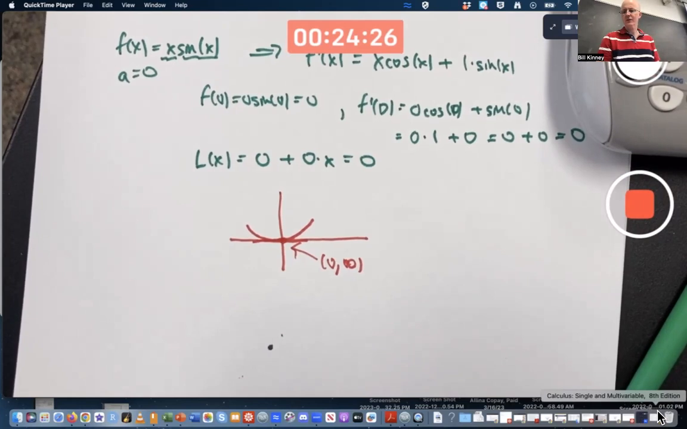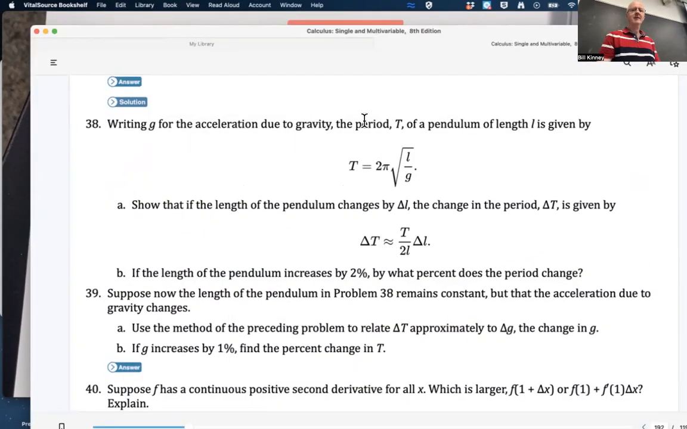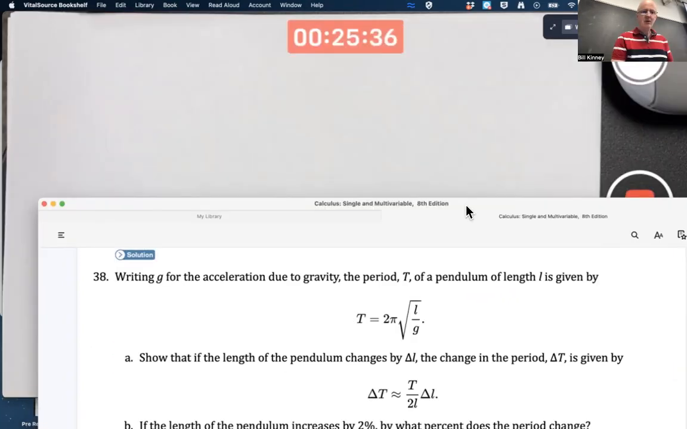You did have a problem or two that was harder. Okay, 38 is definitely a harder problem, though I think I had an example in the video. Writing little g for the acceleration due to gravity and period T of a pendulum of length L, we've got this equation. Now, keep in mind, you've always thought of little g as a constant, 9.8 meters per second squared, acceleration due to gravity. Technically speaking, if you want to be extra picky about it, it's actually not constant.